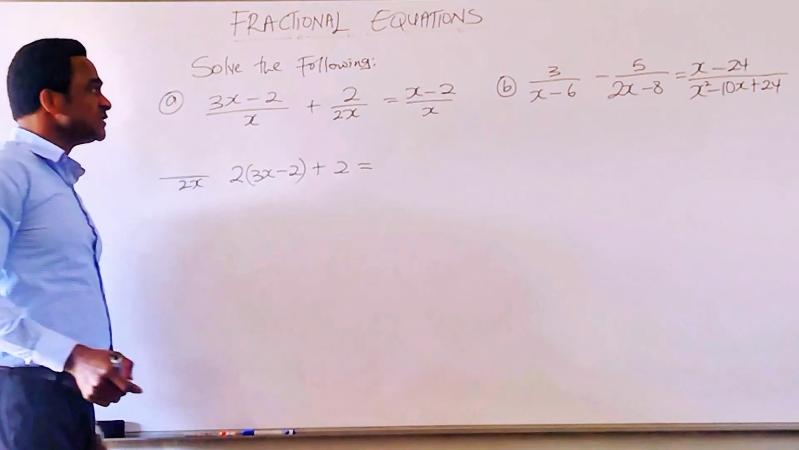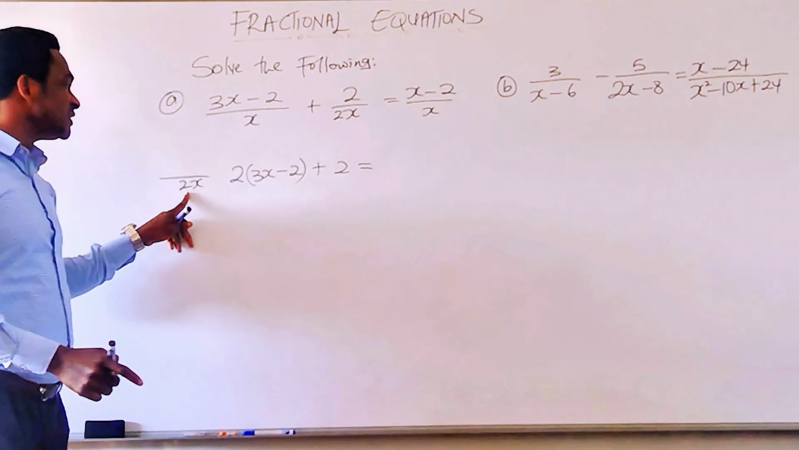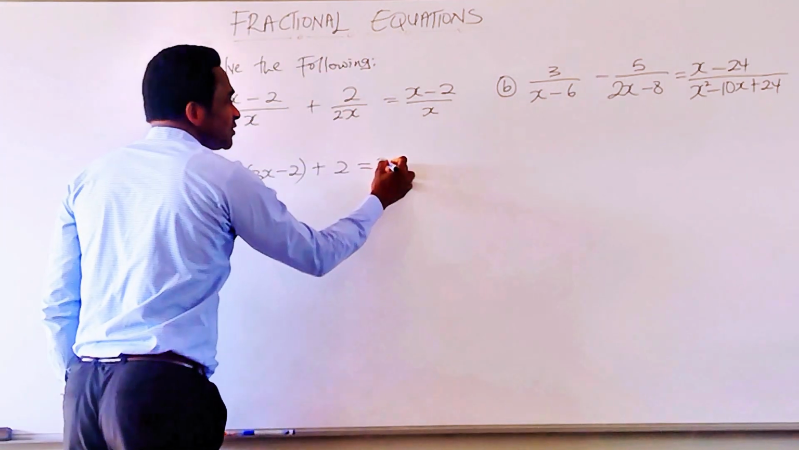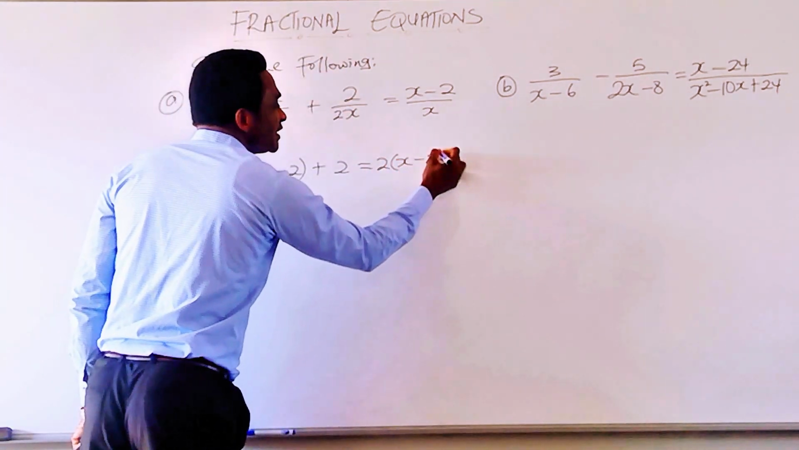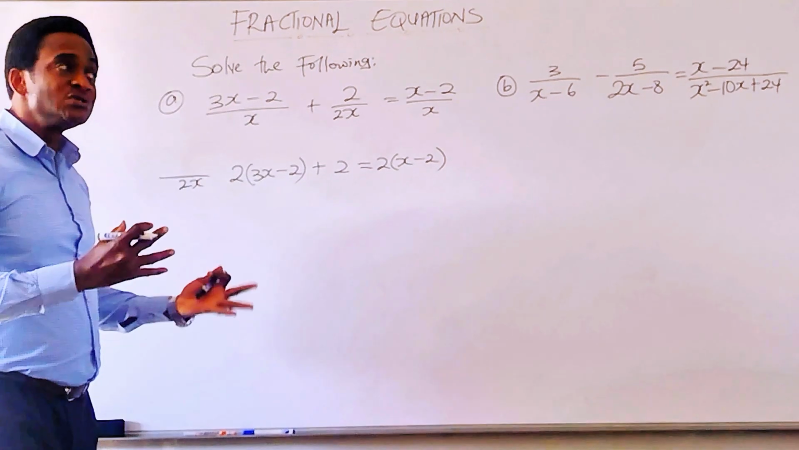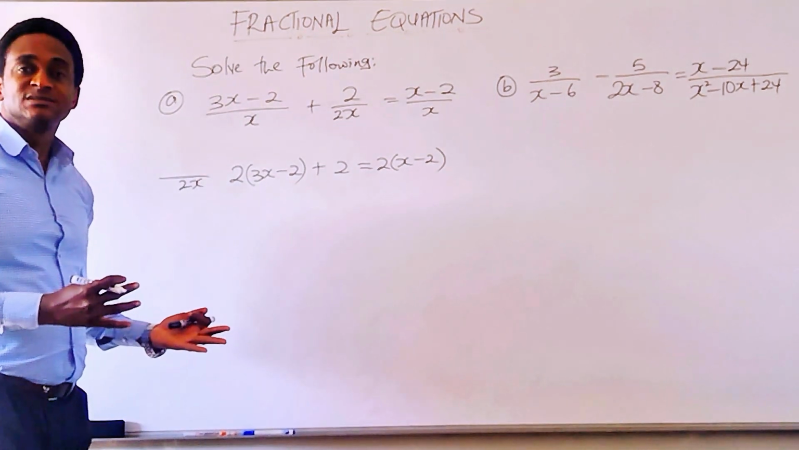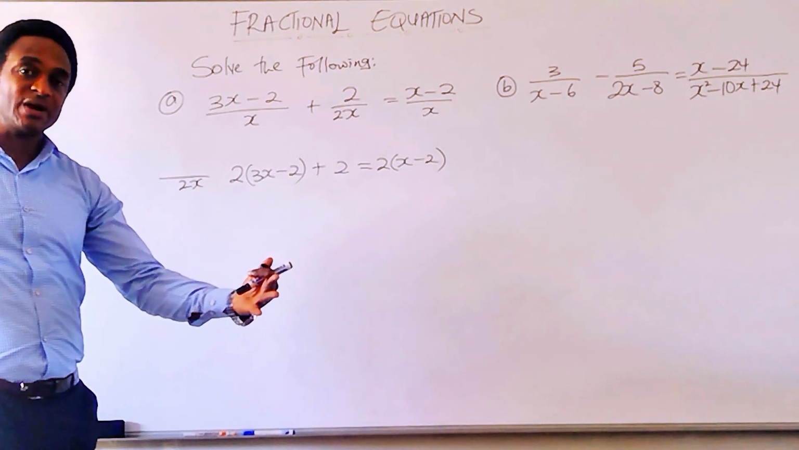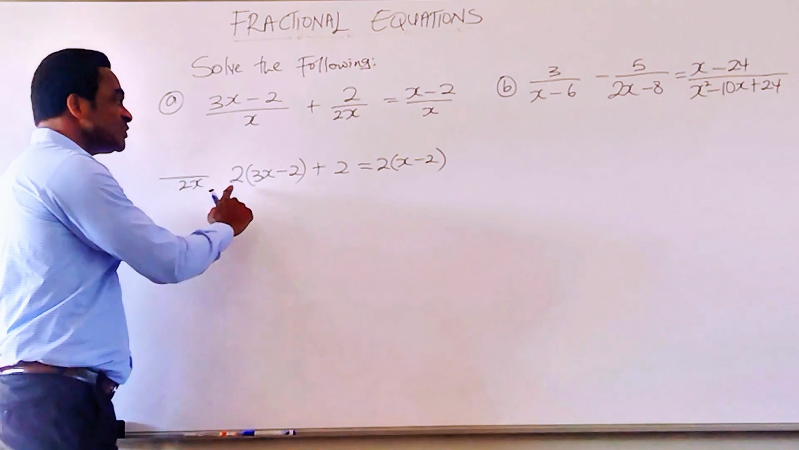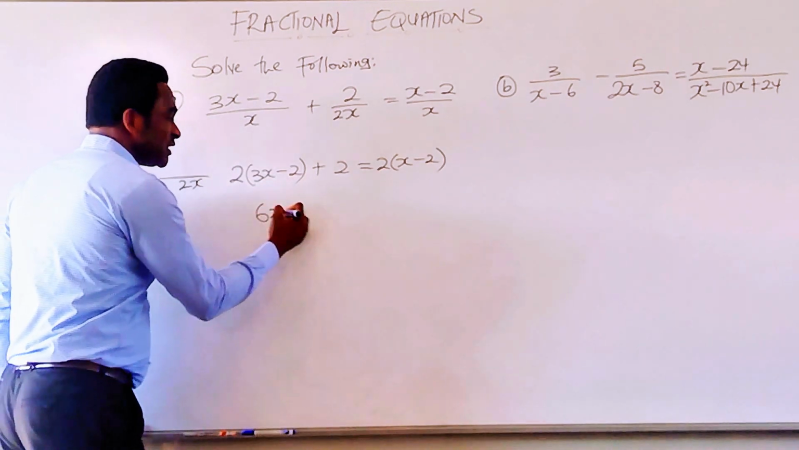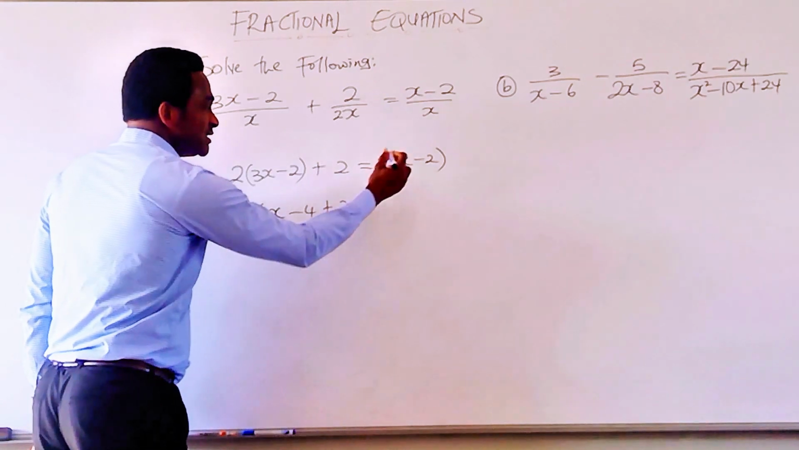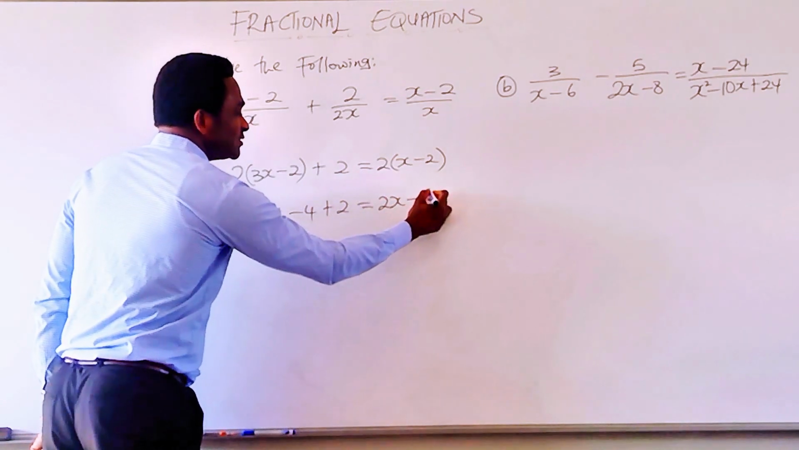Let's go to the other side. 2x divided by x is 2. We multiply with the numerator. Remember, this bracket is compulsory. It helps you not to lose the signs. You know that you're multiplying with all the contents that come after the bracket. Now we use our distributive property. This gives us 6x minus 4 plus 2, and this gives us 2x minus 4.